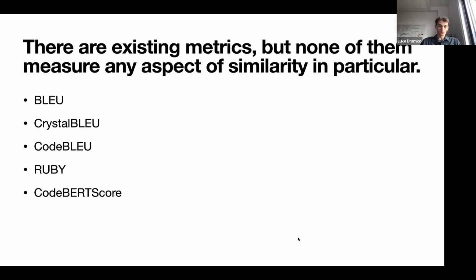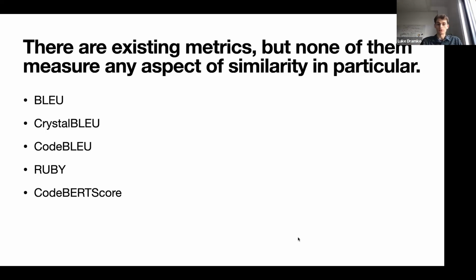Now, of course, machine learning models of code have existed for a long time. So there are a number of existing metrics to do this. But unfortunately, none of these metrics help us answer any of the questions we asked previously. Another way of saying this is that none of them really measure any aspect of similarity in particular.